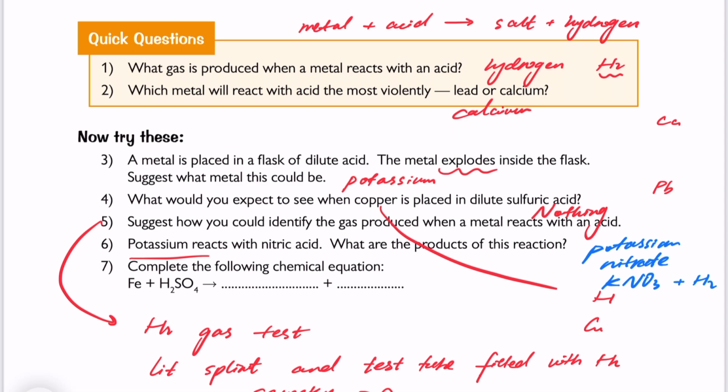Okay, and then let's move on to the very last question. Complete the following chemical equation. Once again, we've got the metal, we've got the acid. They're going to react with each other and form the salt and hydrogen. The salt in this case is iron sulfate, which has a chemical formula of FeSO4. And the hydrogen is H2 molecule.